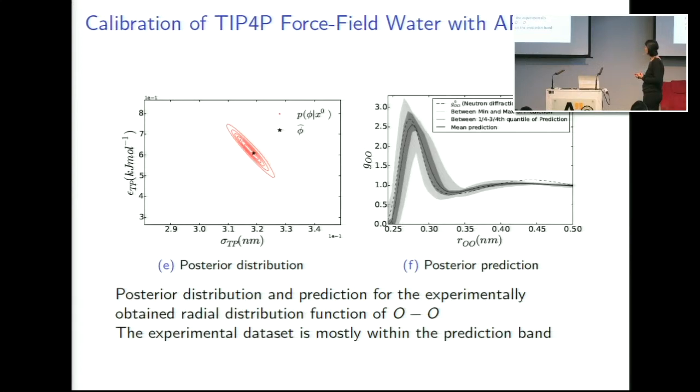So here you have the true value of the parameter and the posterior contour plot. You see that there's very high correlation between the sigma and the epsilon parameters. And then here is the posterior prediction. Here the true neutron diffraction is the dashed line. Then we have the average prediction, which is the continuous line, and we have some confidence bounds, because remember, we're Bayesian, so we can come up with error of our estimates.